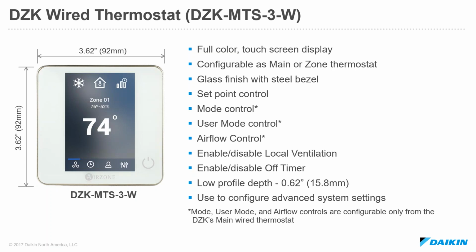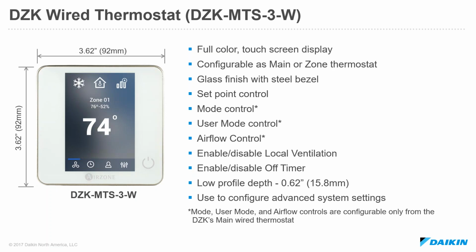You'll see those 3 control choices are starred: mode, user mode, and airflow. Those are only configurable and adjustable from the main thermostat. So these are essentially like adjusting the master indoor unit operation. We're adjusting the master DZK control using the main wired thermostat.